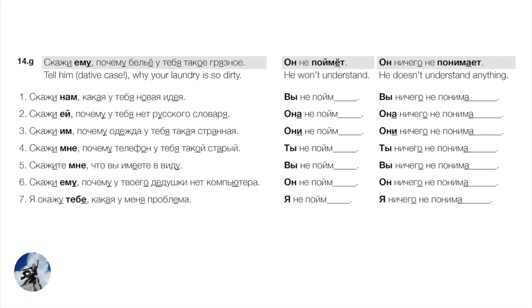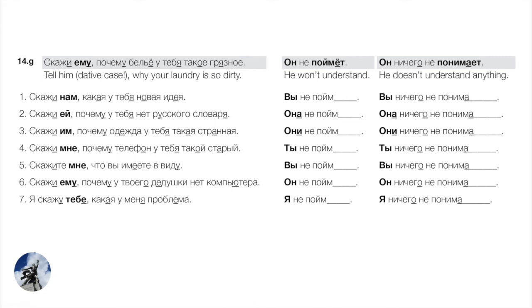Okay, скажи нам, какая у тебя новая идея? Tell us, right? Dative, again, tell to us, say to us. Tell us what kind of new idea you have. Какая у тебя новая идея? You all won't understand. Вы не поймете. Вы не поймете. You don't understand anything. Вы ничего не понимаете.